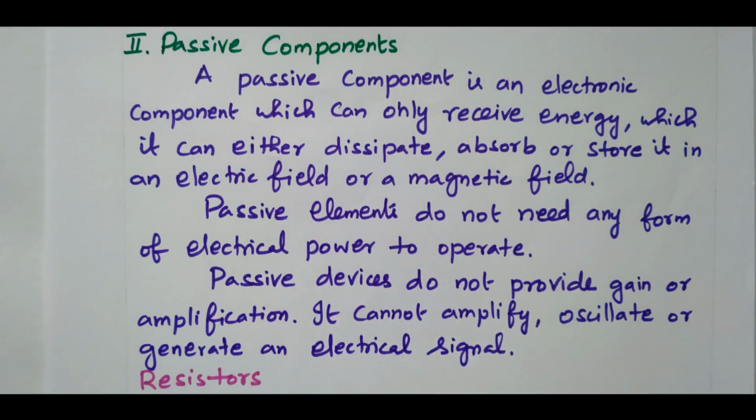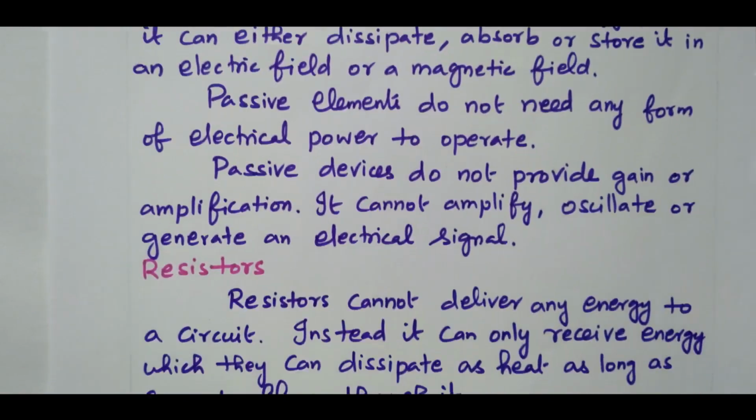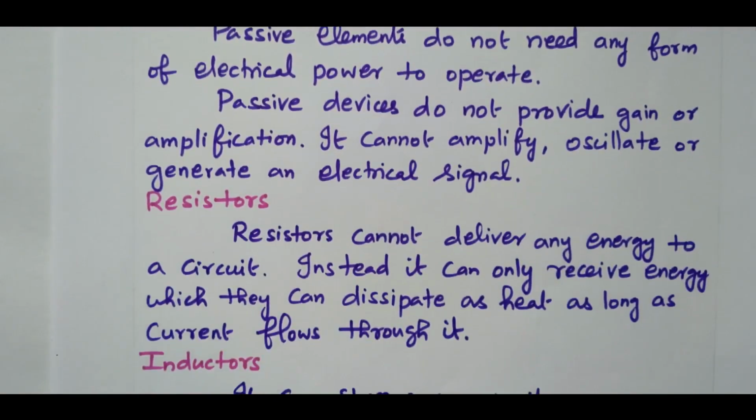We'll see examples one by one. First we'll see the resistor. A resistor cannot deliver any energy to the circuit, but it will receive the energy and dissipate it as heat as long as the current is flowing. So no power is required to operate the resistor. Once the resistor is connected, it will absorb the energy and dissipate it in the form of heat, right? So that is done by the resistor.